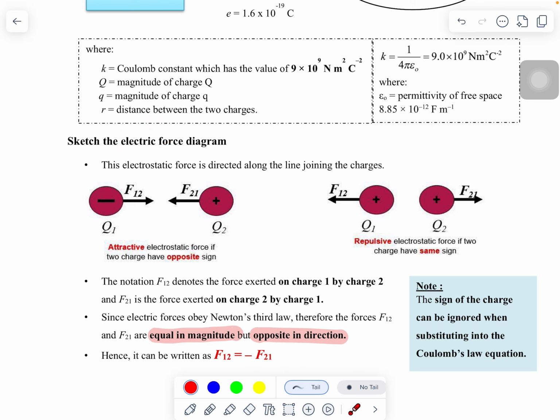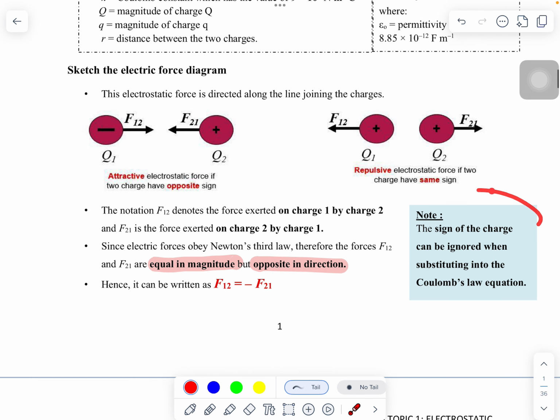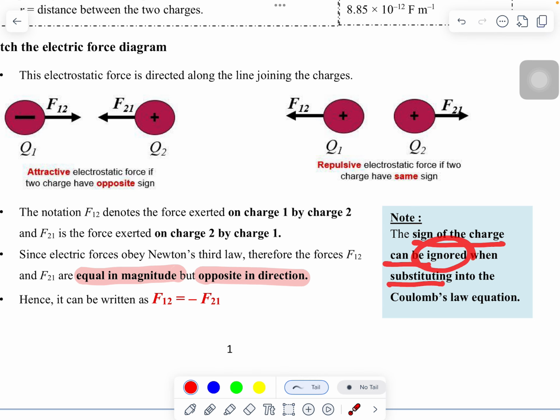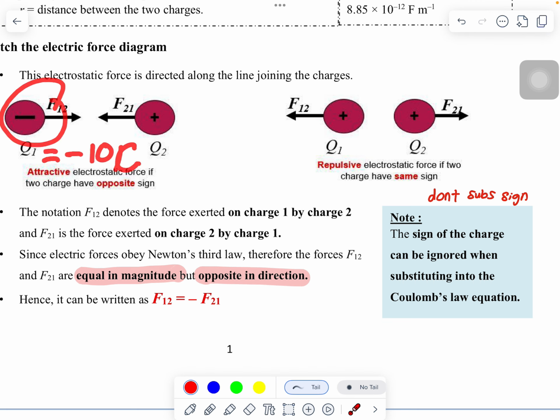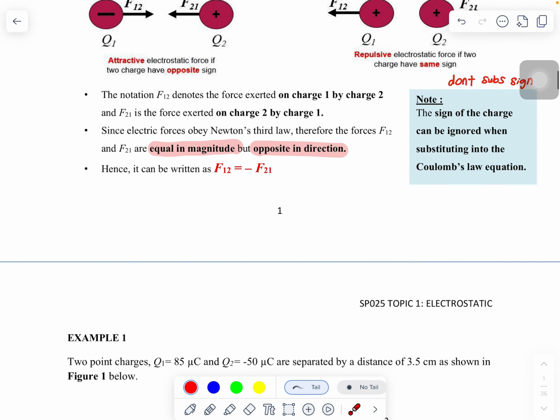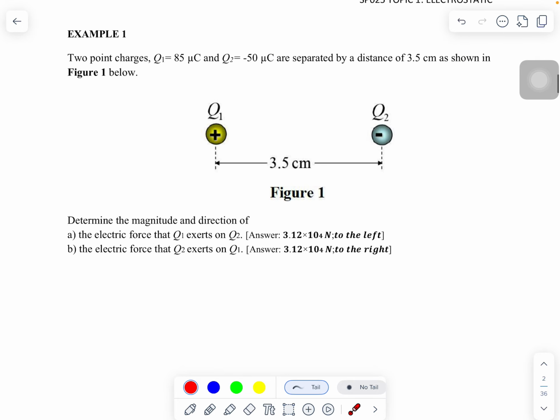Okay, kita akan tengok lebih banyak contoh dalam discussion example. So you need to take note here, bila kita apply formula Coulomb's law, the sign of the charge can be ignored when substituting. Maksudnya don't substitute the sign. Kalau kita ada negative charge, contohlah negative 10 Coulomb, bila calculate jangan masukkan negatif. Okay, so kita tengok example lah supaya kamu nampak lebih jelas.